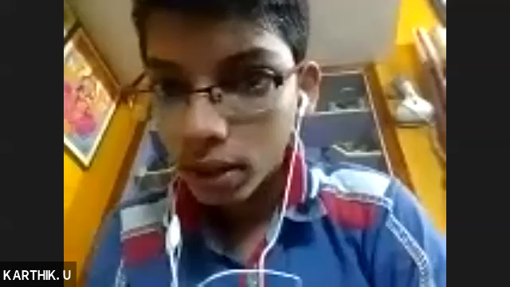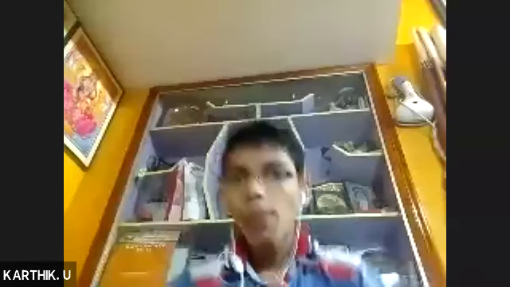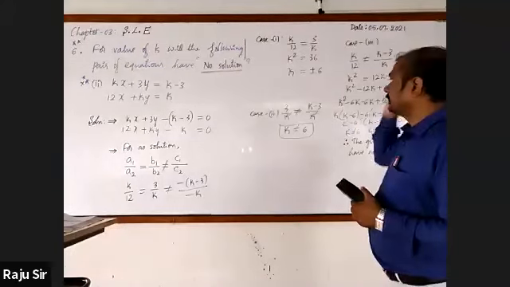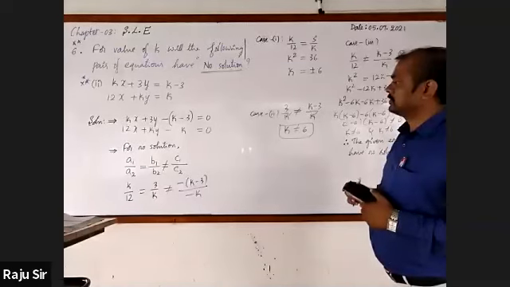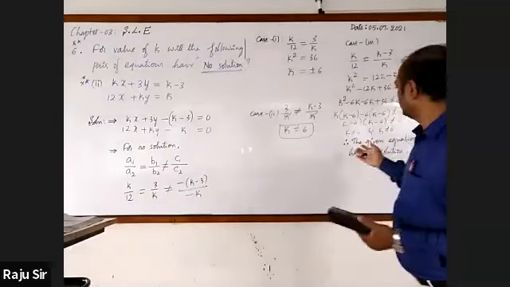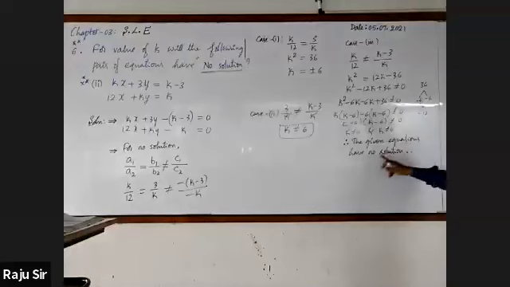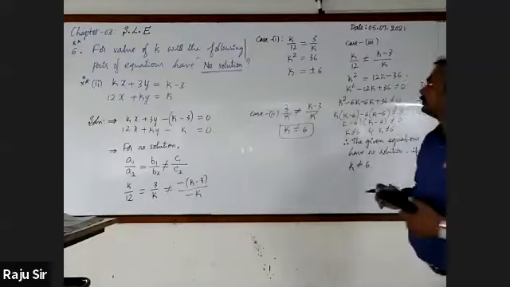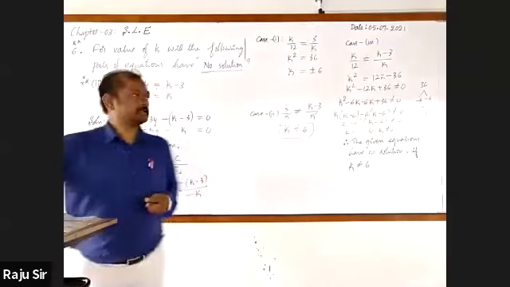Correct. k is not equal to 6. Then obviously it should be taken as minus 6. The given equations have no solution if k is not equal to 6.